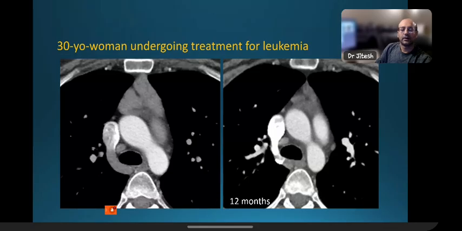All right, so this is another situation where MR is helpful. Now this is a young patient undergoing treatment for leukemia. This patient has this triangular, bilobed soft tissue density lesion in the prevascular mediastinum.